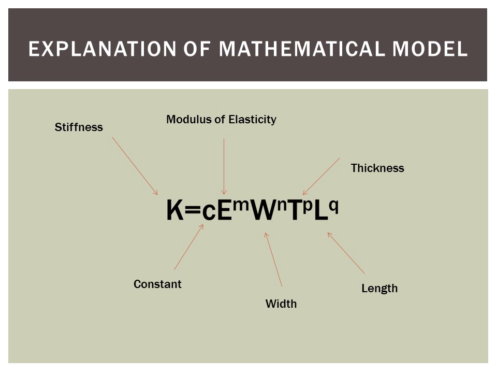Okay, I'll first start by explaining the mathematical model we were given. This equation is basically used to find the stiffness of any material. C is a constant that we found in our program, as you'll see later in the PowerPoint slide. E is the modulus of elasticity, and basically this is an object's ability to deform when force is applied to it. W is width, T is thickness, and L is length.